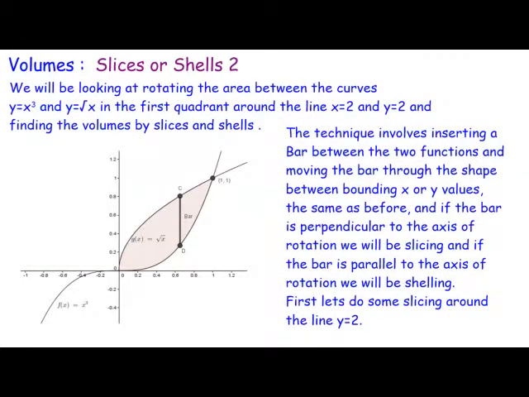Now again, this is basically just explaining what we're doing. We're looking at this area again as we did before, and we're going to now look at the lines x equals 2 and y equals 2, rotating that particular area. Now, as you know, depending on where you put the bar, in this case it's parallel to the y-axis, and it would have thickness delta x. Because if we move it through the x, you can describe shells or slices depending on which axis you are rotating around.